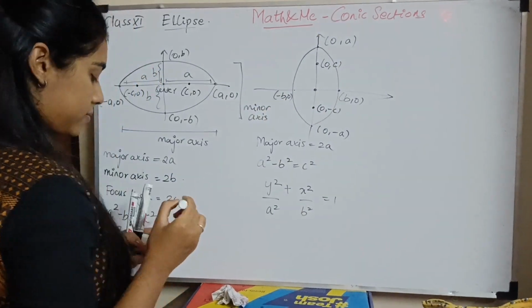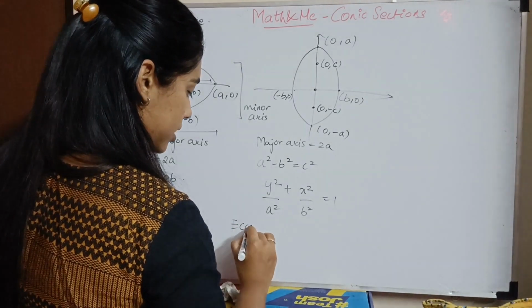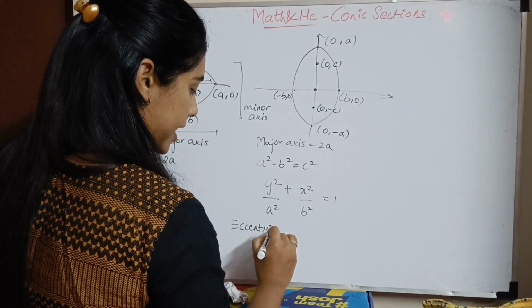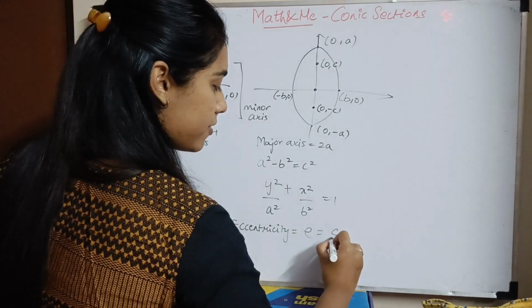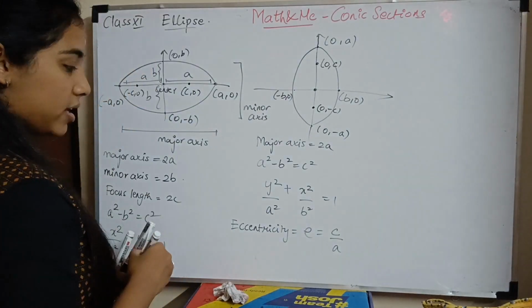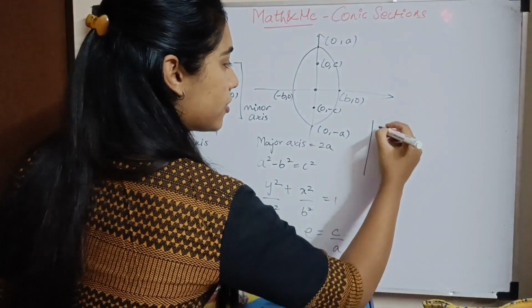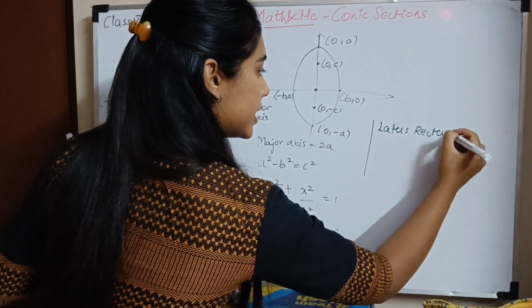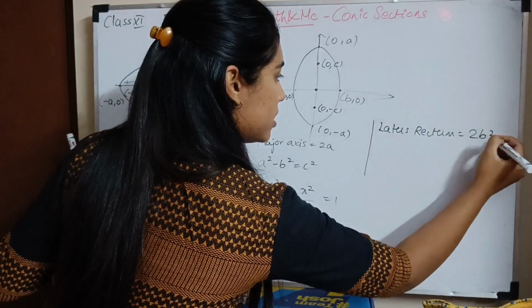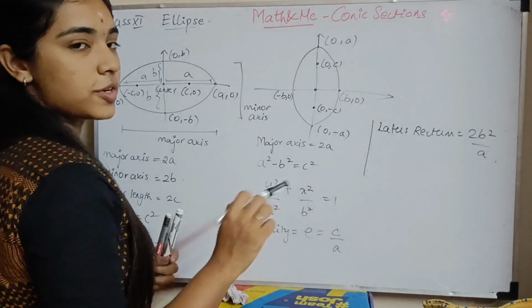Okay. Now what is eccentricity? Eccentricity, which we also denote by E, is the ratio of C divided by A. So this is your eccentricity. And what is the latus rectum? The length of the latus rectum is 2b square divided by a. Okay. So these are the formulas. We'll use all this when we are solving questions.